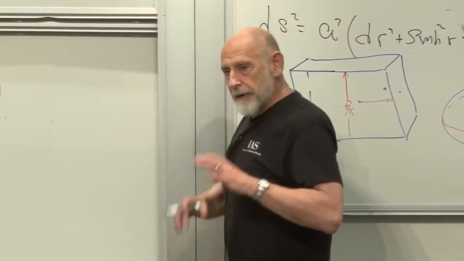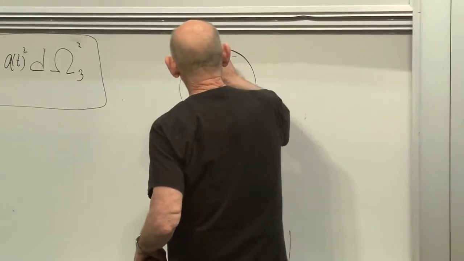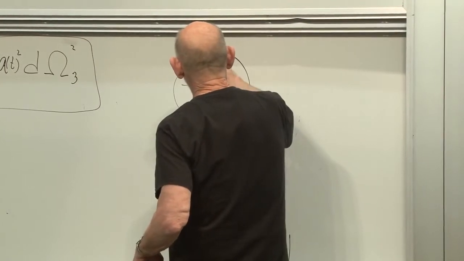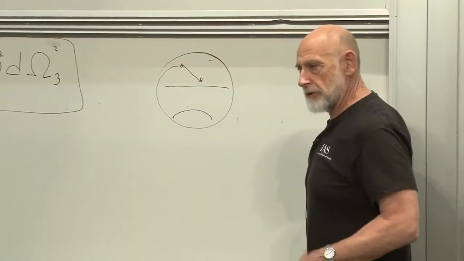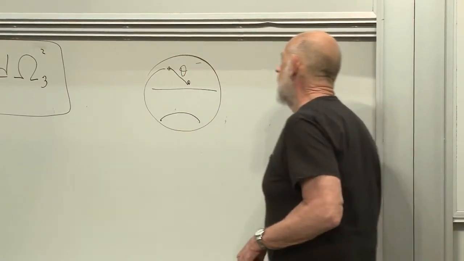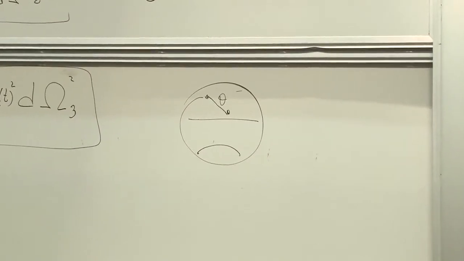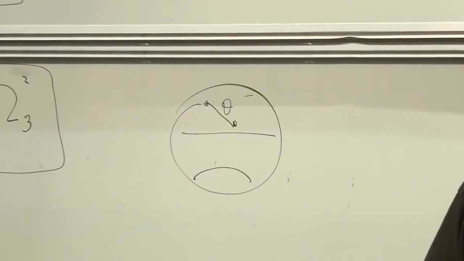What about, take a pair of points. Take any pair of points on the sphere, separated by a given angular distance. Let's call that angular distance theta. What's the actual distance between the 2 points whose angular distance is theta?